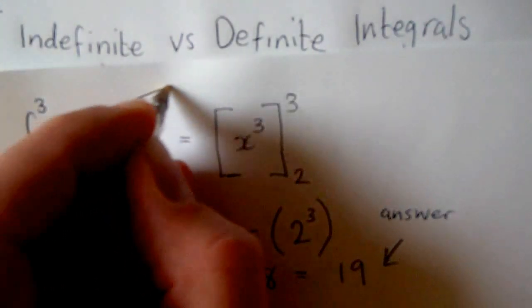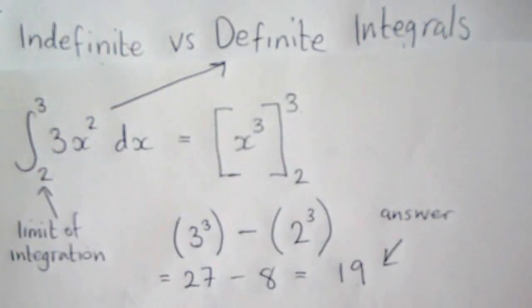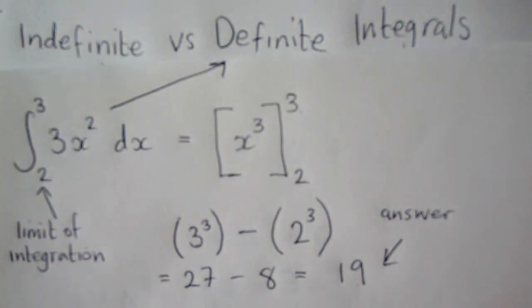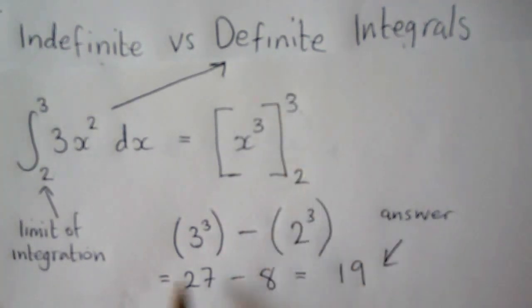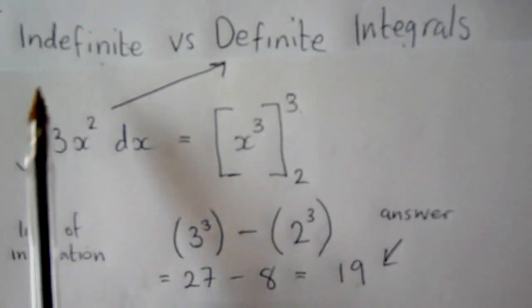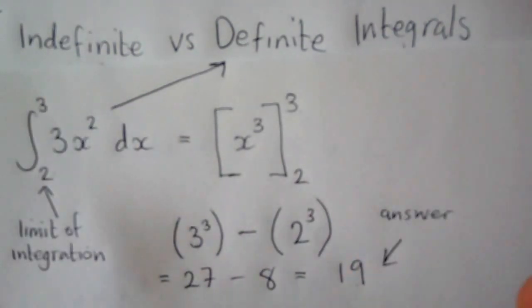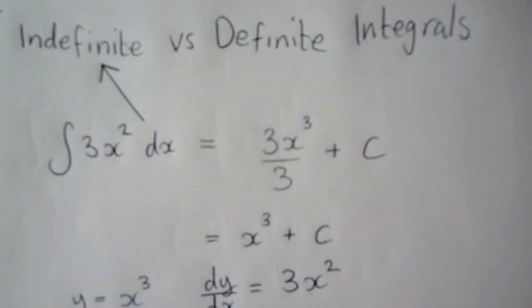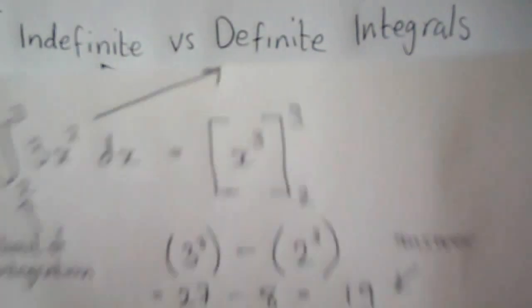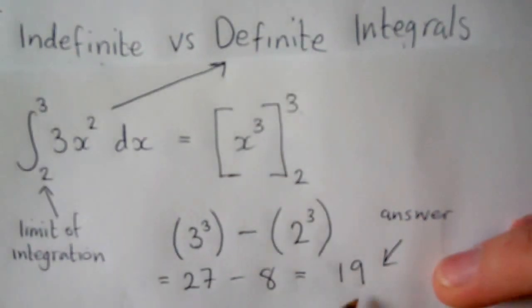So this with the limits is the definite integral, alright? They're mainly the same up until this bit, when you put the numbers in and you get a number out. So remember again, definite integrals, a number comes out. Indefinite integrals, and that's still here, an algebraic expression comes out, okay? So indefinite, 3x squared comes out. Definite, 19 comes out. 19 is a number.